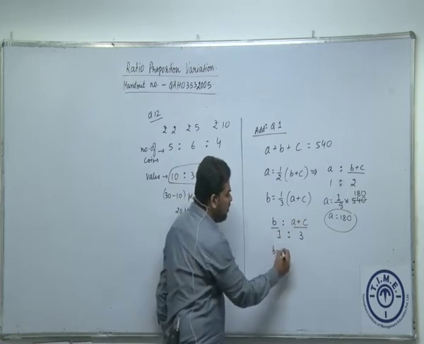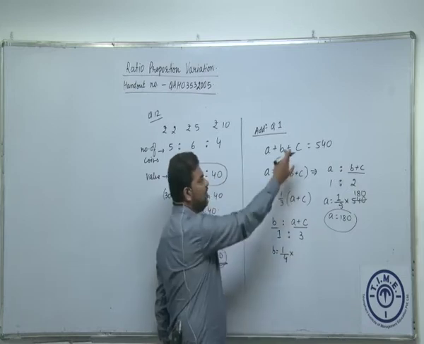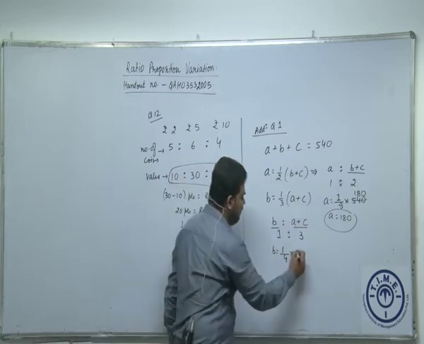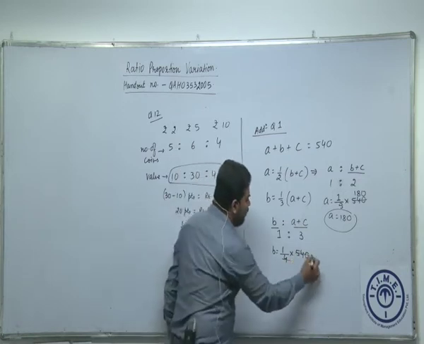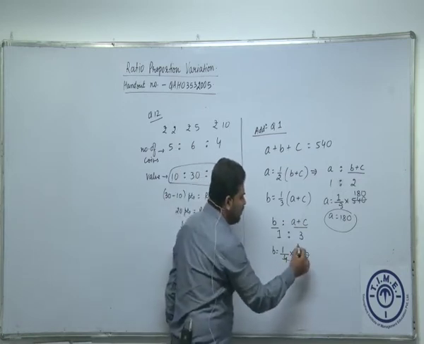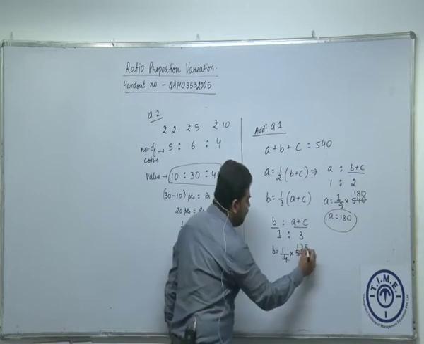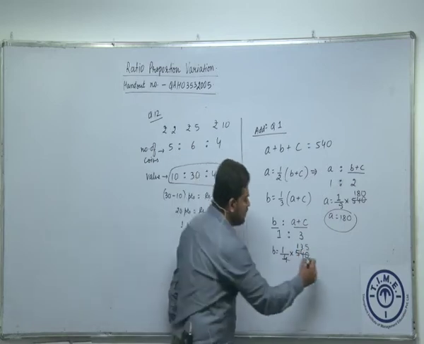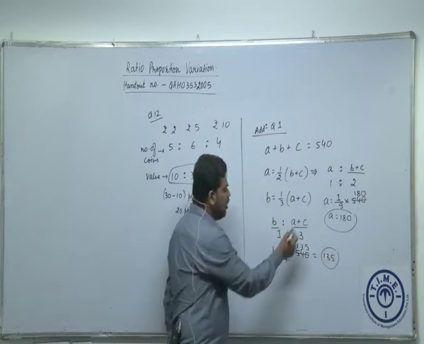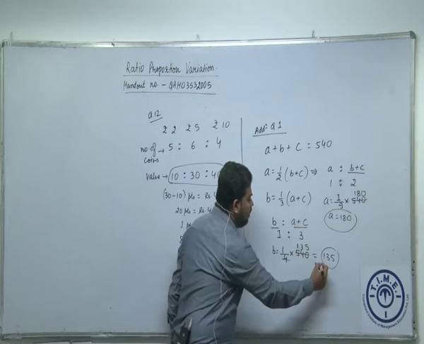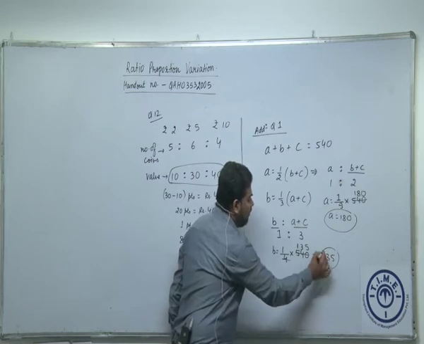Can we say B got 1 ratio point out of total 4 ratio points multiplied by the total amount, which was 540? Okay. So how much do we get? 4 we can cancel out. 4 1s are 4, 4 3s are 12, 4 5s are 20. So this is 135 rupees. Okay. So A has got 180 and B has got 135.